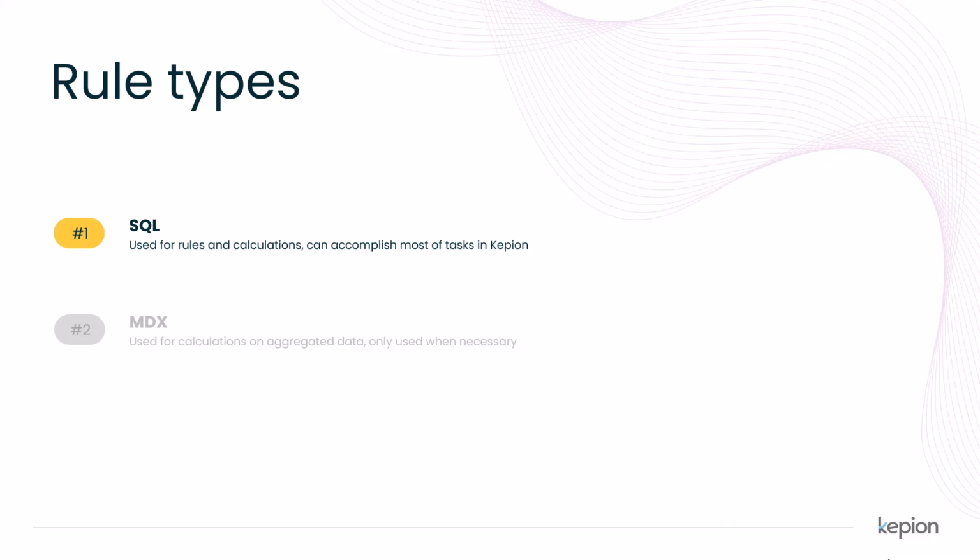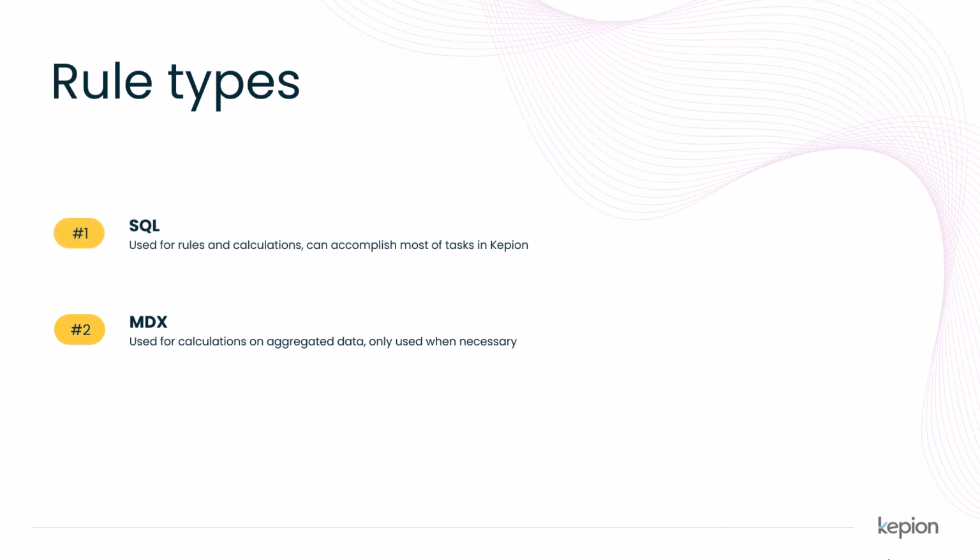As all of the data we're referencing ultimately exists in relational tables in a database, SQL can be used to accomplish nearly any task in Kepion. MDX, on the other hand, is used only when it's necessary to directly define a calculation on the aggregated data in the OLAP cube. Some common scenarios include variance and % calculations. As MDX can sometimes impact performance, it's advised to write rules using SQL whenever possible.